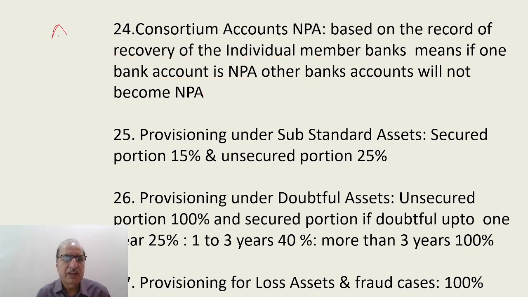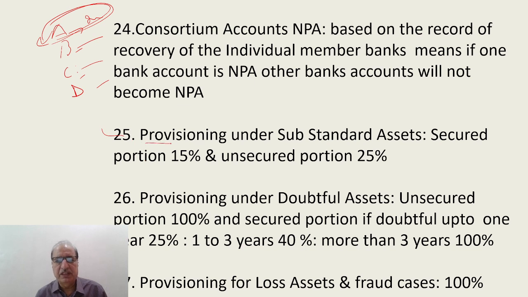So if there are 4 banks in a consortium, and A is not receiving the interest, after 90 days A's account becomes NPA. B is receiving, C is receiving, D is receiving, then only A's account will become NPA, not others. Now comes the question of provisioning under substandard asset.